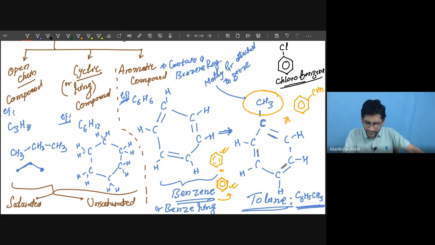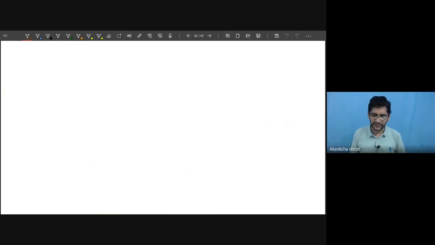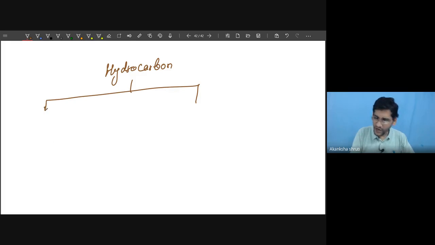So these aromatic compounds are also kept under the category of unsaturated. Many a time even this hydrocarbon itself is classified into two categories. One is called saturated, another is called unsaturated. So draw that structure also. So hydrocarbon may be classified into, now this classification is based on carbon-carbon bond.